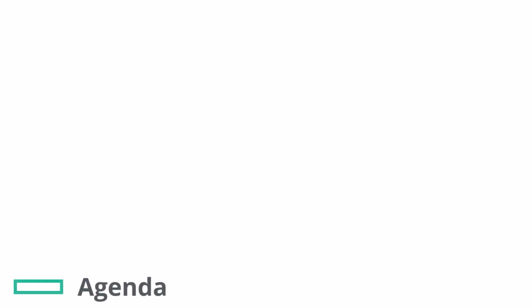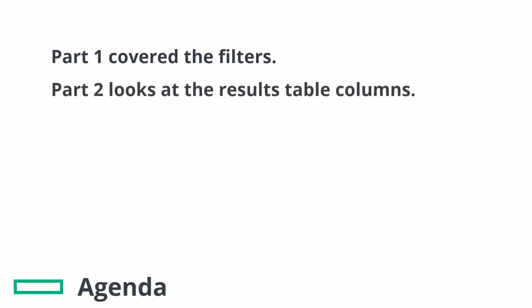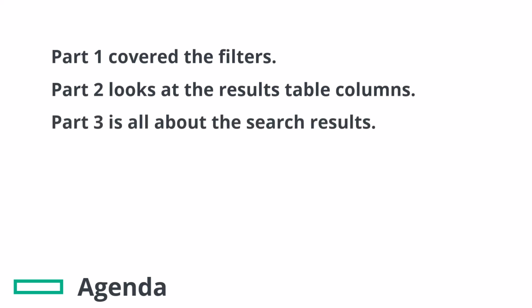In Part 1, we looked at all the various filtering options available in the Monitoring Flows report. Next, we'll take a look at all the columns in the flows table, or you can skip to Part 3 to examine the filtered results.